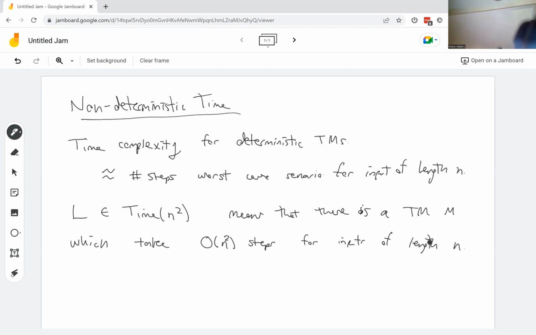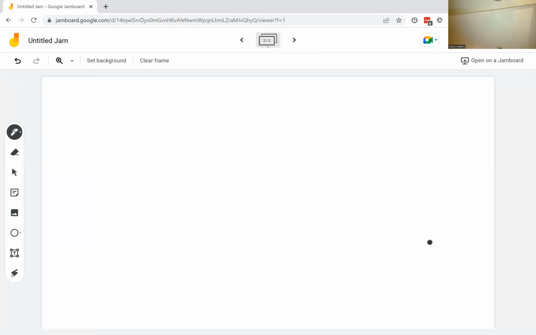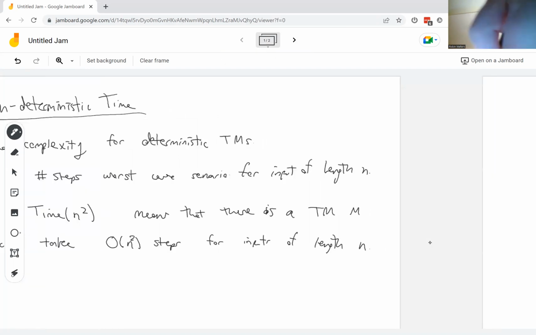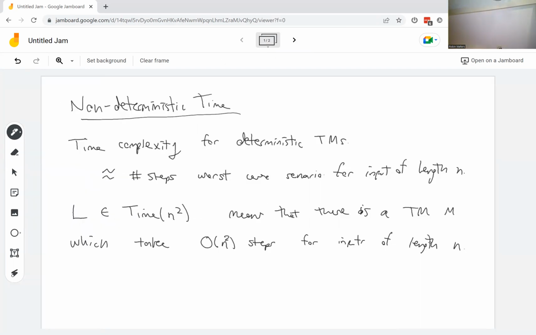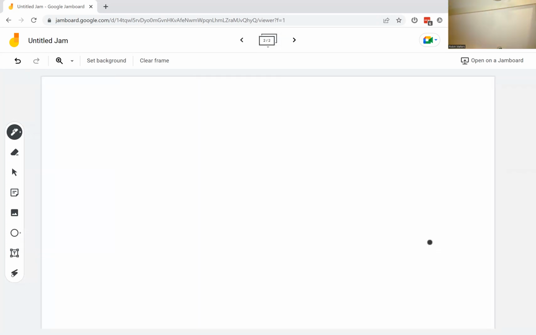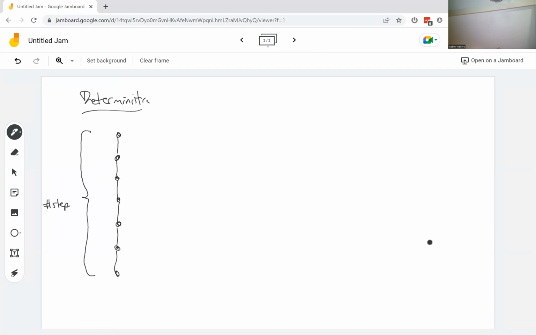All right. Now, it's actually pretty easy to talk about time complexity for deterministic algorithms. Deterministic algorithms take their input and we have these pictures, right? A deterministic algorithm computes like this. And so asking how many steps it takes is just a matter of counting the number of steps. Okay.